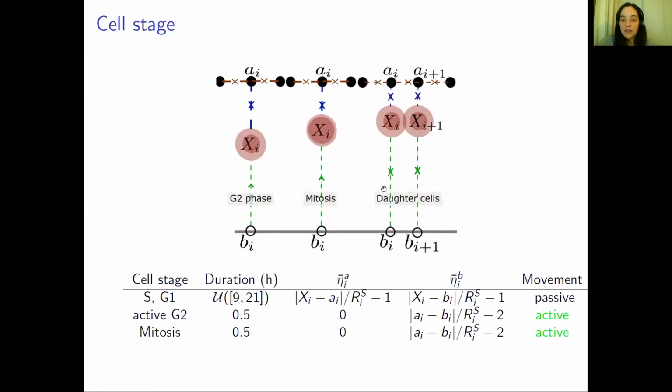And finally, after a determined amount of time, the cell divides, and this is done by substituting one cell by two cells next to each other in this way. The duration of the stage is fixed, so the cell will divide even if the nucleus has not reached the apical side.